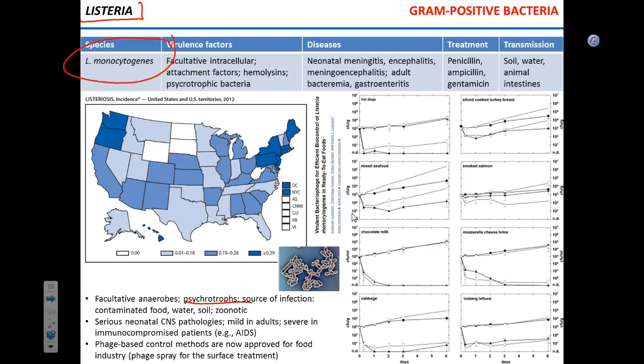Now, since it causes gastroenteritis in adults it is usually mild. It's self-limiting, usually does not require any treatment. But in neonates, accidental transmission of Listeria into the vaginal canal may lead to neonatal meningitis, which also is pretty common in generally immunocompromised patients.